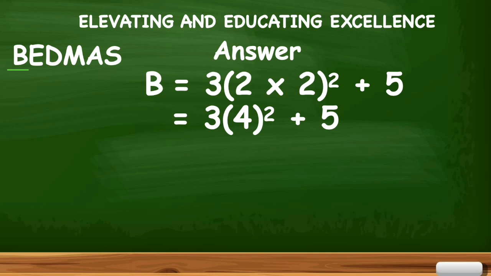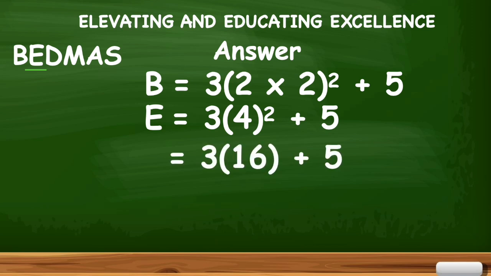Next we look at the E. Are there exponents in the question? There are: we have 4 to the exponent of 2. So let's solve the exponent. 4 to the power of 2 equals 16.